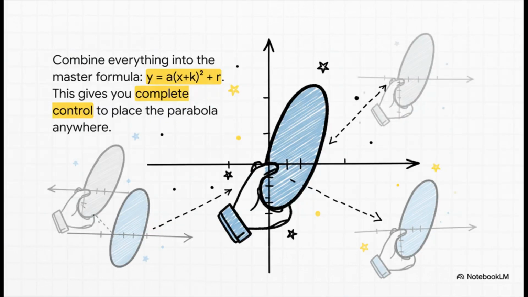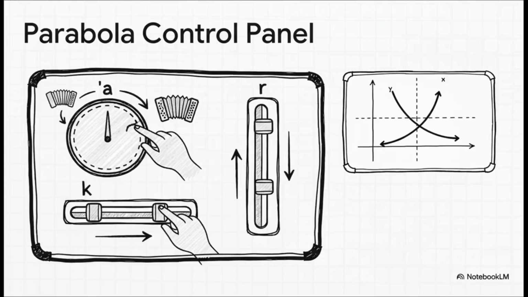So, when we put all of these controls together, the stretching, the up and down, the side to side, we get this. This is the master formula. And with this, we have total control. We can take that main point of the parabola, its vertex, and just drop it with perfect precision anywhere we want. So let's do a quick recap of your new control panel. A is your shaper, it flips and stretches. K handles the horizontal, the left and right. And R handles the vertical, the up and down. That's it, that's the whole toolkit.